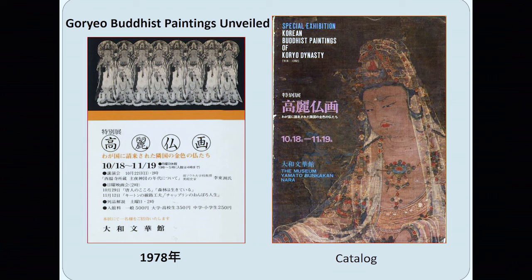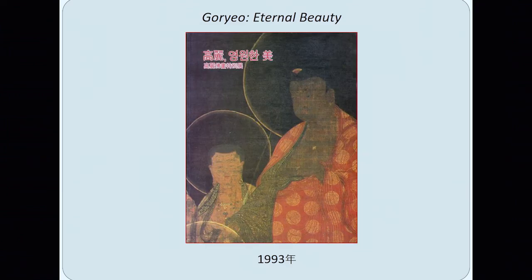This show at the Yamato Bunkakan was historiographically important since Goryeo Buddhist paintings were finally being branded as Korean products and given the attention that they deserved. And here you're looking at the cover of the catalog. In Korea, the subject was first shared with the public at a large-scale exhibition in 1993, so even more recent, when a special exhibition called Goryeo Eternal Beauty was held at the Hoam Art Gallery in Seoul. That's the Samsung Museum.